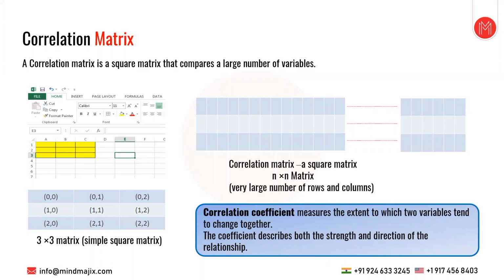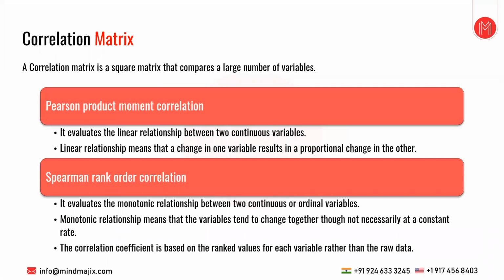Correlation coefficient measures the extent to which two variables tend to change together, and the coefficient describes both the strength and direction of the relationship. So, particularly, the correlation matrix is a square matrix that compares a large number of variables. There are two types available here: the Pearson product moment correlation, and the Spearman rank order correlation.